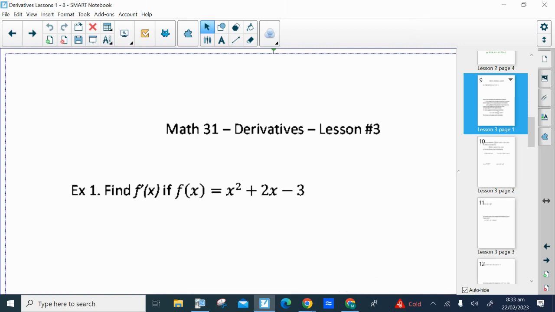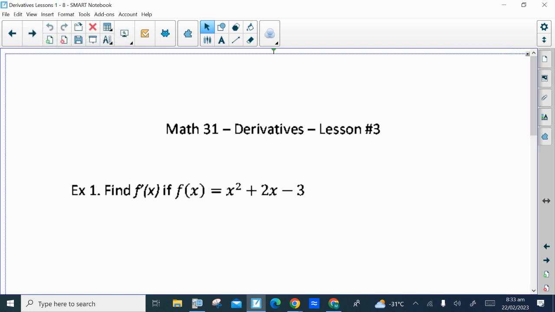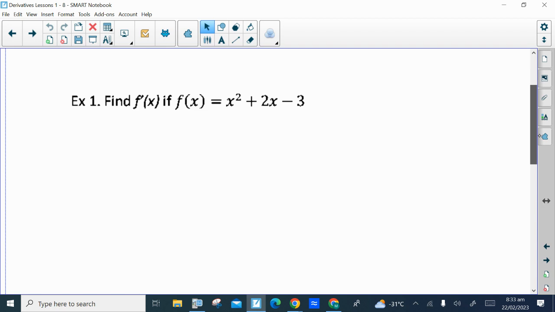Okay, so it's page 9. So today we will start to learn about differentiating functions without using those first principal formulas. But we will do this first one using the first principal formula, and then we'll make some connections.